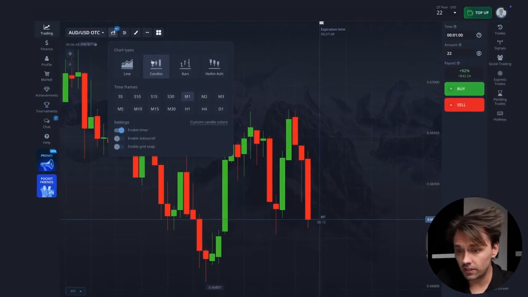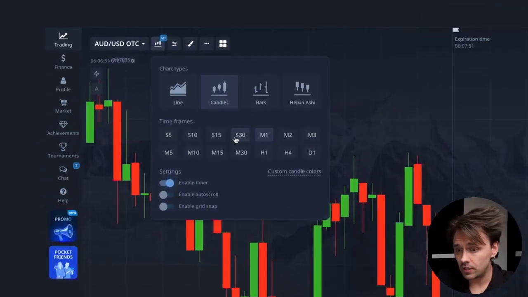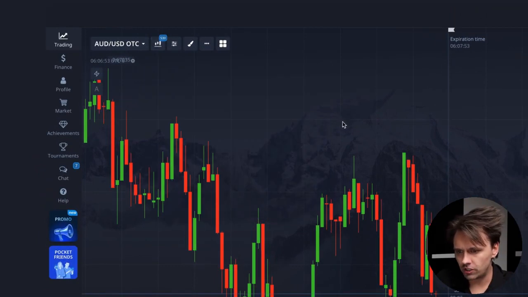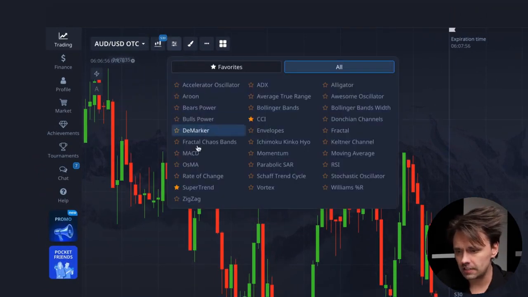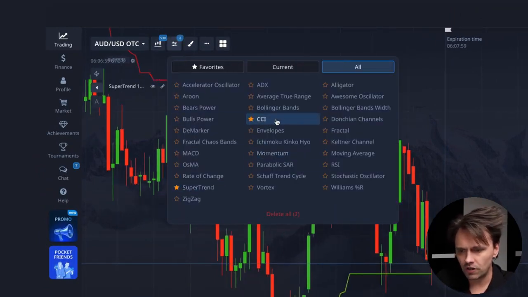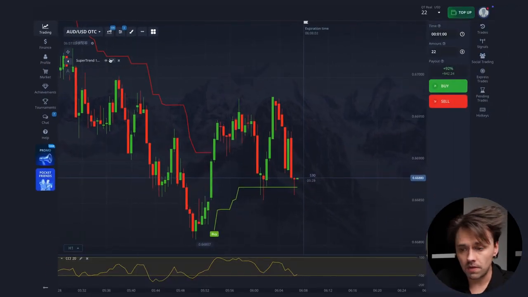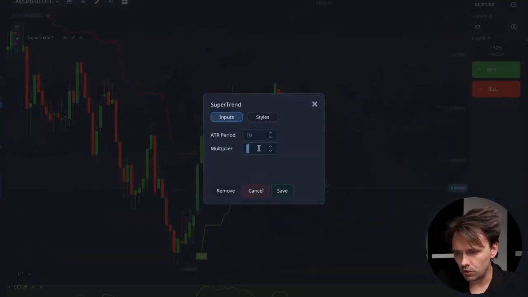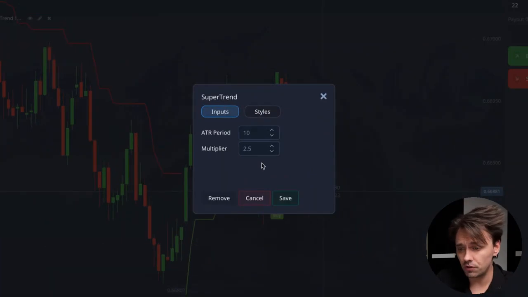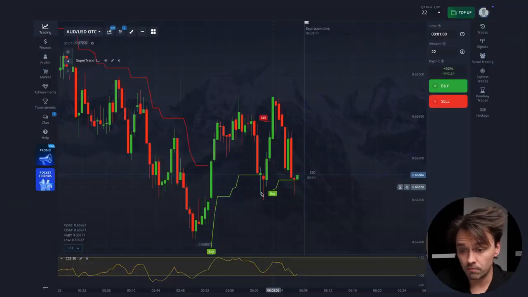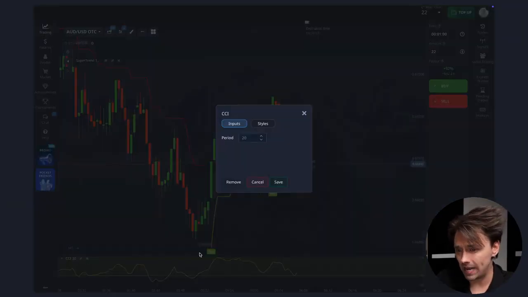So I'm starting the trading session by setting up the platform to get more clear entry points. Chart type candlestick, time frame 30 seconds, indicators SuperTrend and CCI. So I'll configure them first. SuperTrend shows the trend direction and working entry zones. ATR period 10, multiplier 2.5. This way, the indicator doesn't jump around and flip on every pullback.